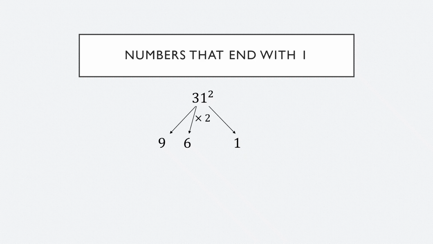So you square the last digit, you get 1. Multiply the first digit by 2, you get 6. And square the first digit again, you get 9. Just put everything together: 1, 6, and 9. So the square of 31 is 961. It's very simple. You can easily learn this in a few minutes and start using it.